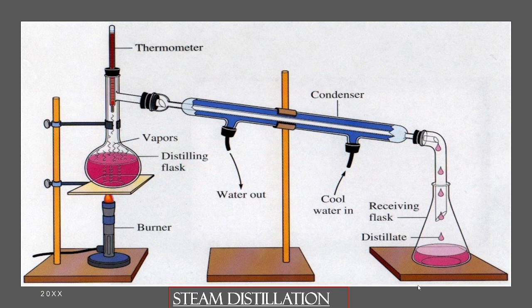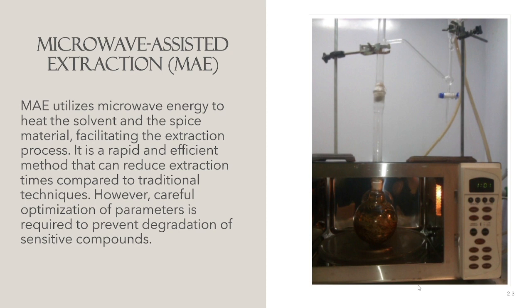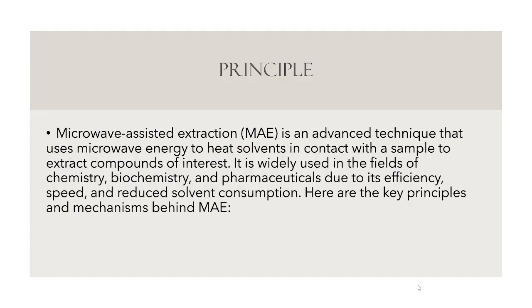flask. The next method of extraction of functional compounds of spices is microwave assisted extraction, which consists of the use of microwave energy for heating of the plant material for rapid cell breakdown for the release of the desired compound. Principle of microwave assisted extraction. The principle of microwave assisted extraction of spices involves using microwave energy to heat the solvent and plant material, facilitating the extraction of bioactive compounds.